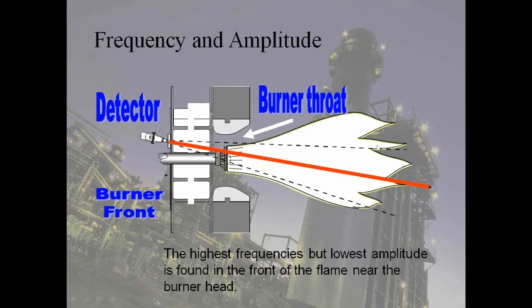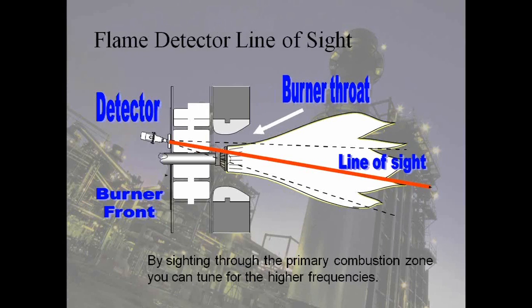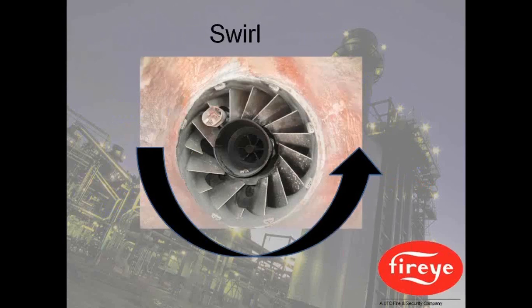So the brightness is going to be greater near the edge in the flame envelope instead of the primary combustion zone. If we're able to sight through the primary combustion zone, we can then tune for those higher frequencies and tune out the lower frequencies. We also have to take into account the swirl.